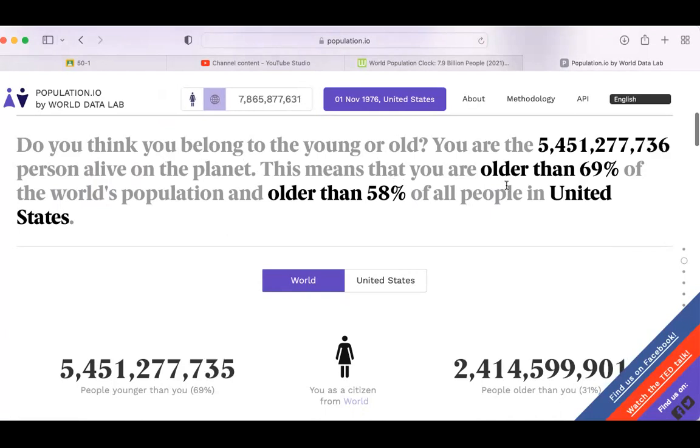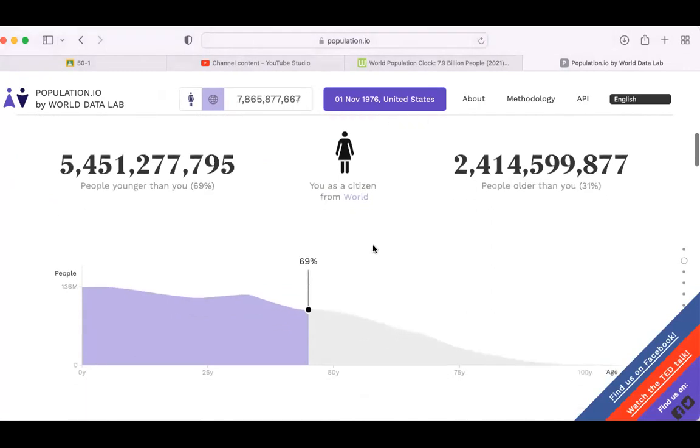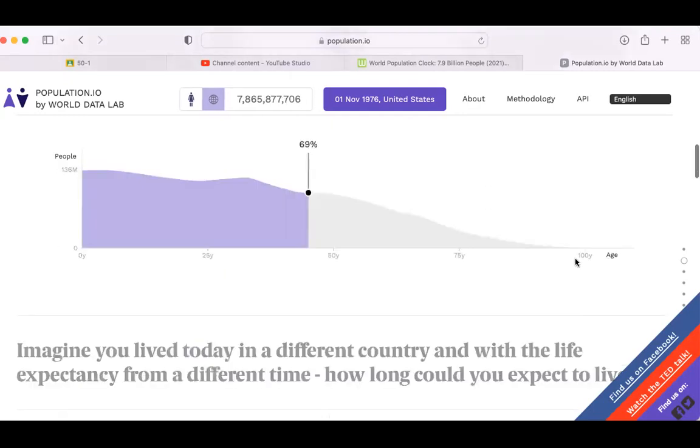This means that you are older than 69% of the world's population and older than 58% of all people in the United States. I did see that the average age in the US is now 38, which is a lot younger than I thought. So as a world citizen, this is where I am. Oop, no, I'm 45 now. Oh, sad. There's only 2.5 billion people older than me, 5.5 billion people younger than me. That's depressing.